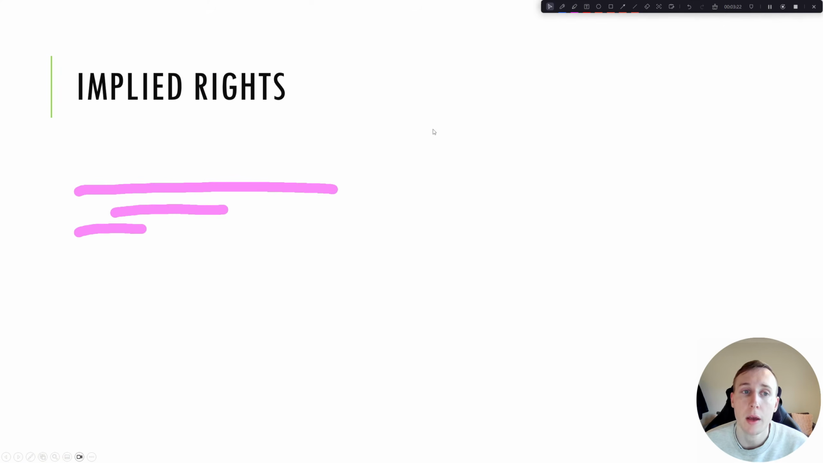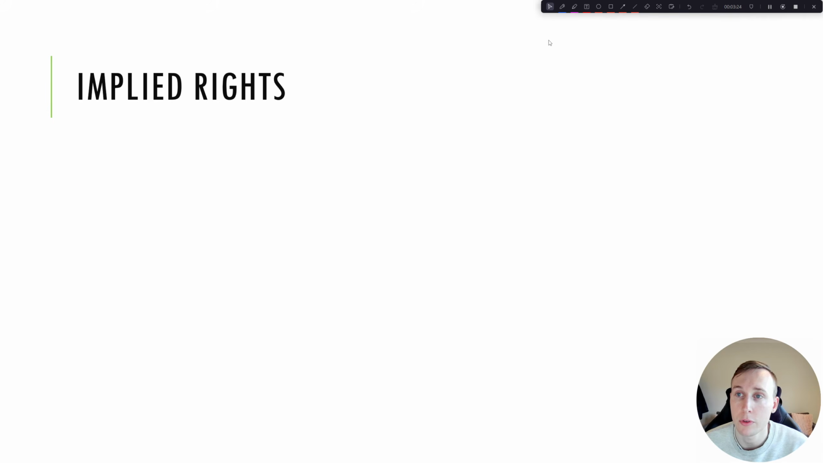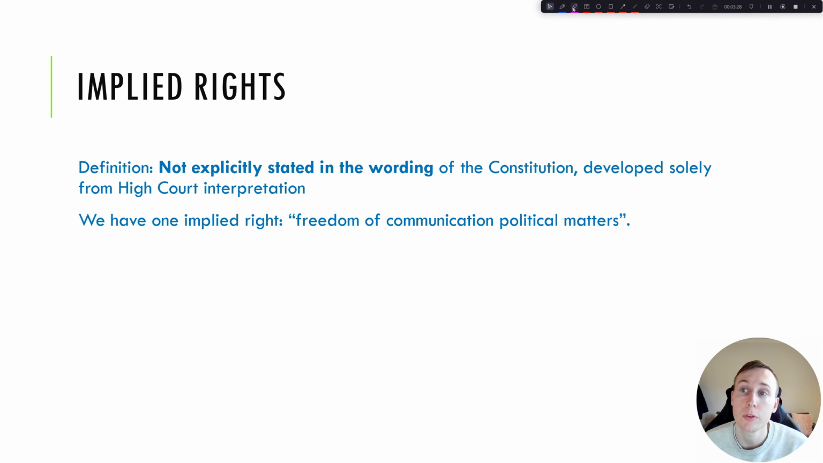The next part we have in our Constitution is what's known as an implied right. So implied rights are different to express rights because they're not explicitly stated in the wording of the Constitution. So what that means is that if you open up the Constitution, you will see the 5 express rights. You will not see our 1 implied right. We only have 1, which is freedom of political communication.